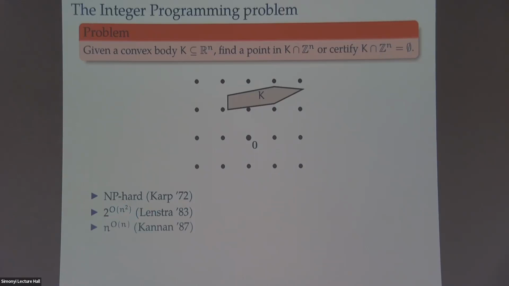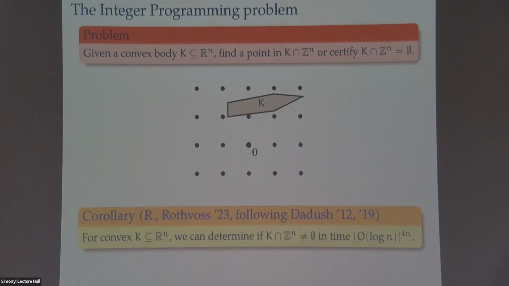Ever since, Kannan improved this to n to the order n a few years later, and Dadush, my advisor, and his advisor showed order n to the n algorithms. Here it's just improving this constant in the exponent. And following the work of Dadush, we can get this log n to the order n algorithm. If someone is interested, I have another slide to talk about the algorithm. Otherwise, thanks.